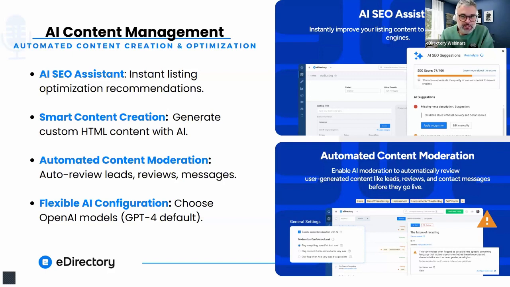And a real-time saver would be the automated content moderation. The AI reviews all user-generated content before publication, maintaining quality while you focus on selling your directory. So you can even choose your preferred OpenAI model for optimal performance. If you're already a subscriber for ChatGPT or OpenAI models, by default we use GPT-4, but you can choose in the settings whatever you want to use there, okay?